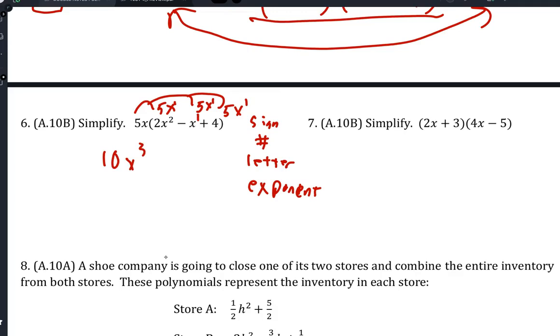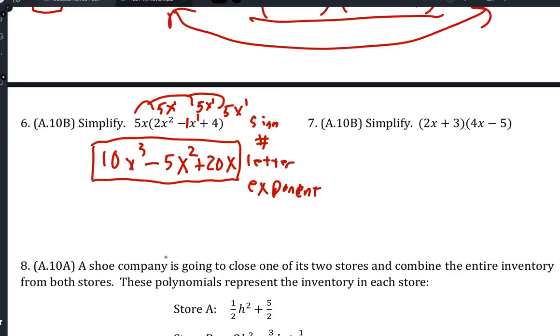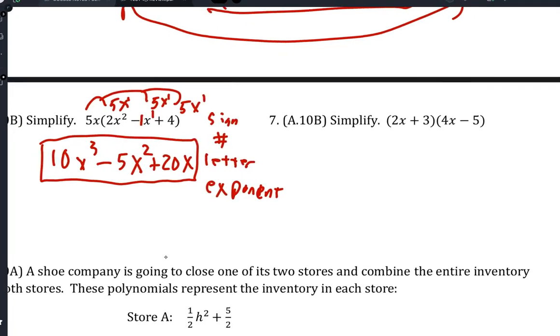A positive times a negative is a negative. 5 times, there's understood to be a 1 here. 5 times 1 is 5. My letter is x. X times x is x squared. Sign, number, letter, exponent. Repeat the process. A positive times a positive is a positive. 5 times 4 is 20. My letter is x. I don't put the 1 exponent. So sign, number, letter, exponent. Let's do the next one.